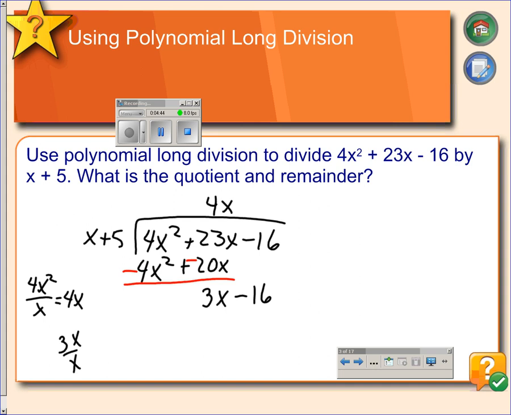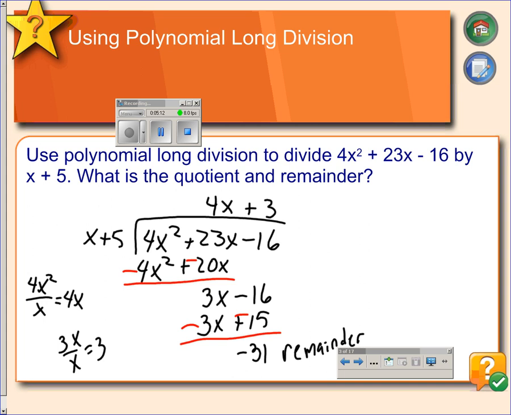3x divided by x is going to be 3, so I put the 3 up on top. Multiply 3 times the divisor, x plus 5. That gives me 3x plus 15. Then I subtract, and the 3x's cancel, and I get negative 31. So I have 4x plus 3 with a remainder of negative 31. Since I have a remainder, I will turn the remainder into a fraction. So I'm going to say I have 4x plus 3 plus the fraction negative 31 over x plus 5. That's what I get. 4x plus 3 in this case is not a factor of our trinomial because there was a remainder.